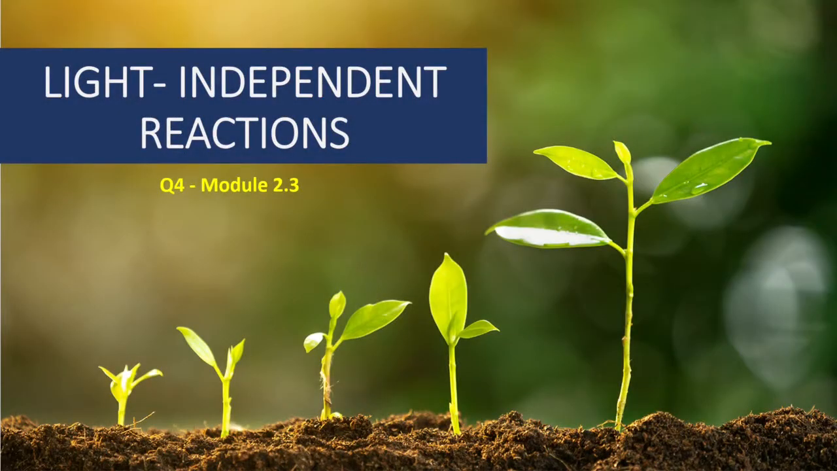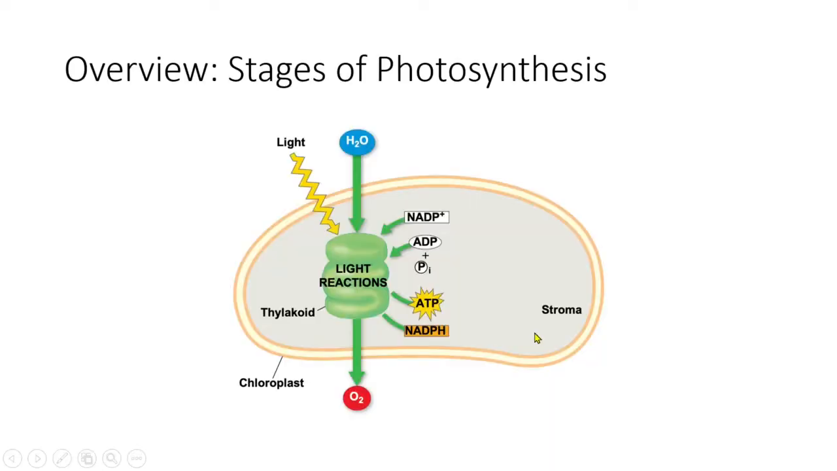In this video, we will be talking about the light-independent reactions, which is module 2.3 of our quarter number 4. Now, we do remember from our previous discussion that we have finished talking about the stages of photosynthesis. As you already know, there are two important stages of photosynthesis. One is the light reaction, and the other one is the dark reaction, or the light-independent reaction, or Calvin cycle, which we will be dealing with in detail a little bit later.